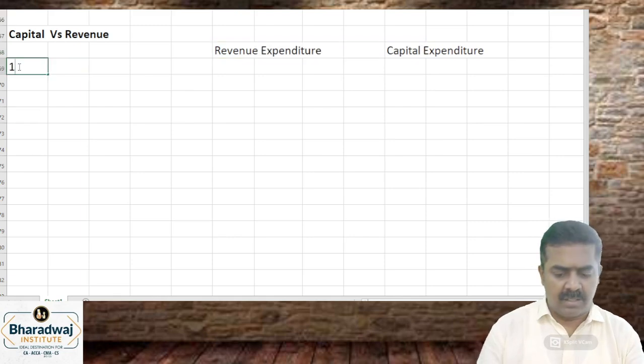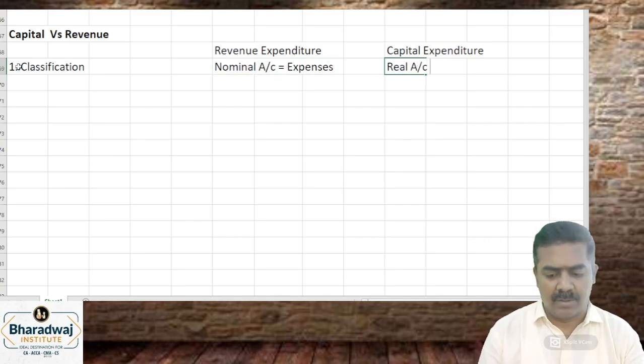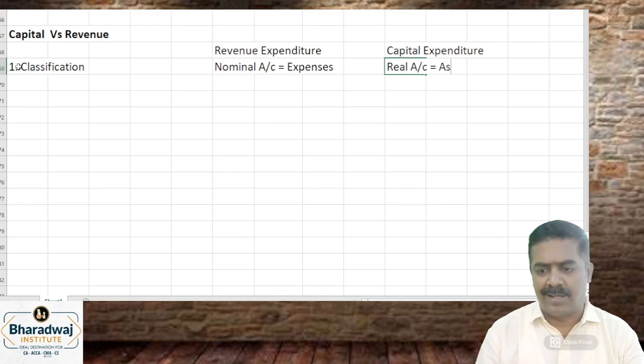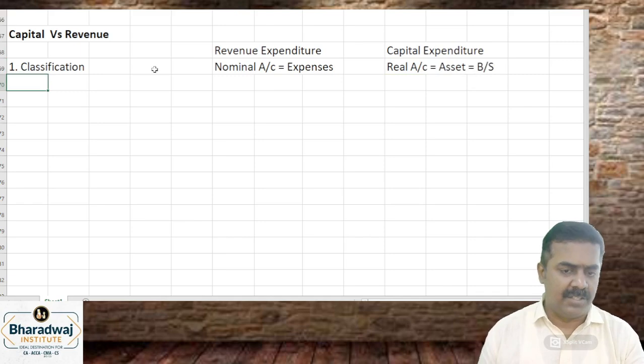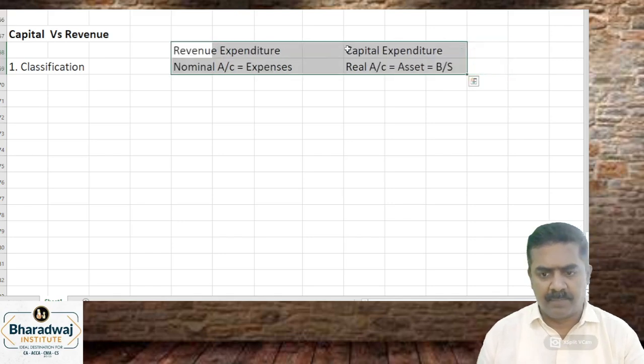Simple. If you look at the classification, revenue expenditures are nominal accounts, nothing but expenses. Capital expenditures are real accounts, nothing but assets recorded in the balance sheet. Asset recorded in which one? Balance sheet. This is how it is classified. Capital expenditure and revenue expenditure. Basic classification is this one.